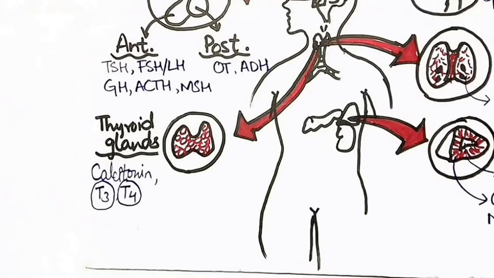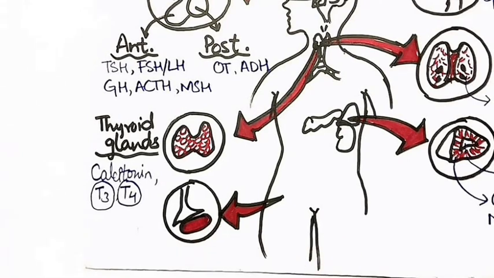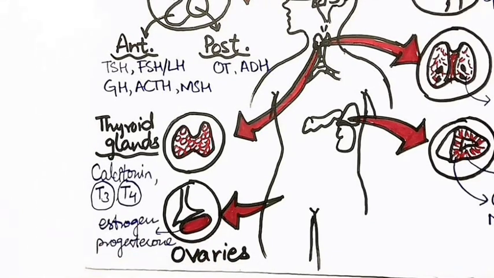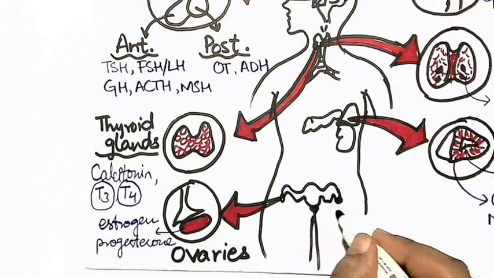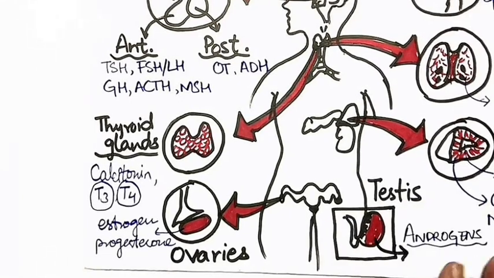Now coming to another system, the gonadal system. In females, there is a pair of reproductive organs called ovaries, which release estrogen and progesterone. Similarly, in the male reproductive system, there is a pair of gonads called testes, which release testosterone, which is basically an androgen.